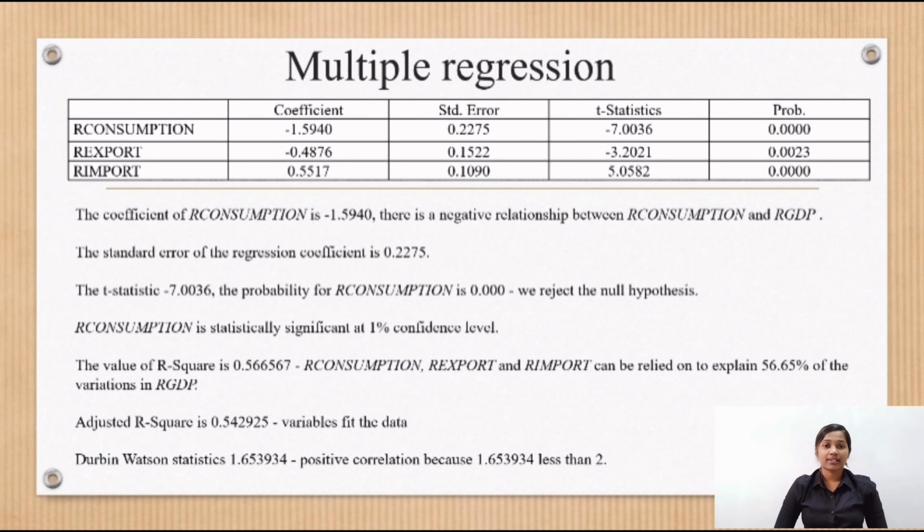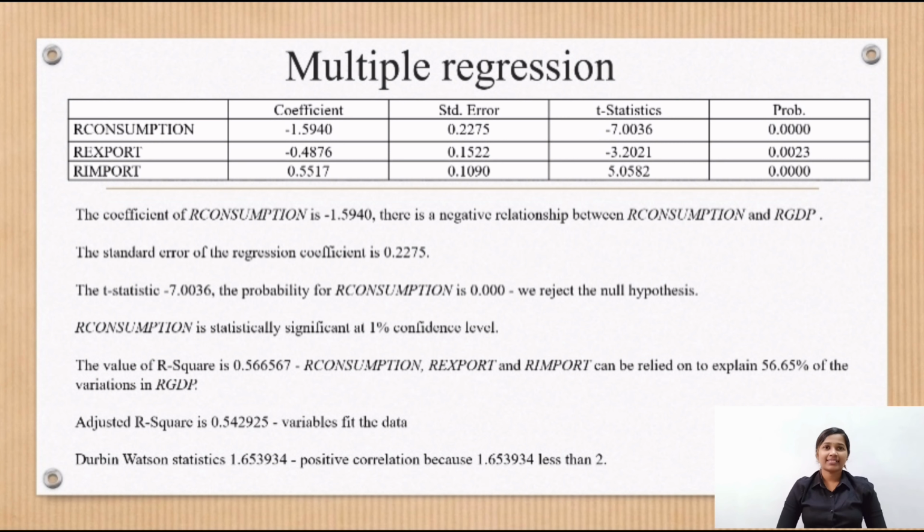This is the multiple regression model. The coefficients of R consumption and R export indicate negative values, which means there is a negative relationship between R consumption and R export with R GDP. While R import has a positive coefficient, which indicates a positive relationship between R import and R GDP.